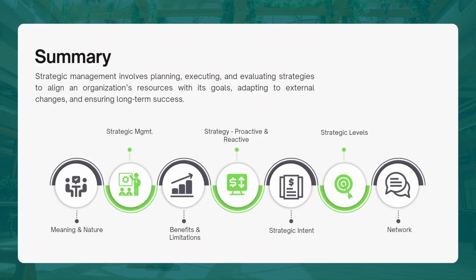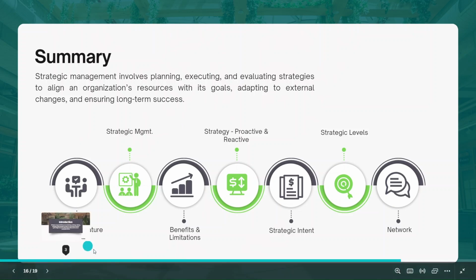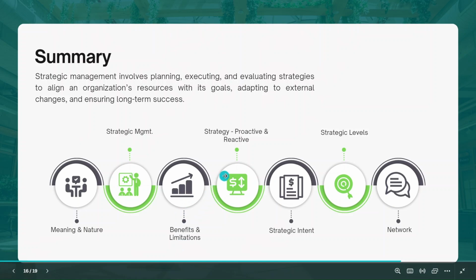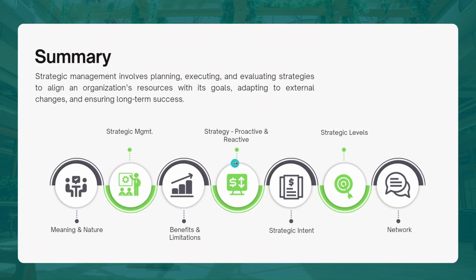Okay. Now, what are all the topics we saw in this chapter? The first we saw the meaning and nature of strategy. Then we saw what is strategic management. Then we saw benefits and limitations of strategic management. Then we saw that the strategy is partly reactive and partly proactive. So the organization cannot completely be proactive. There will be some cases where things beyond the control of the organization happen. At that time they have to reactively take decisions to change the plan of action.